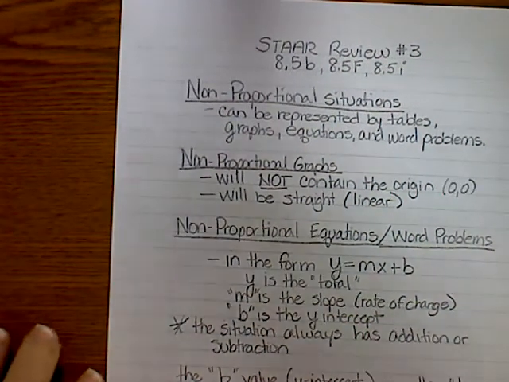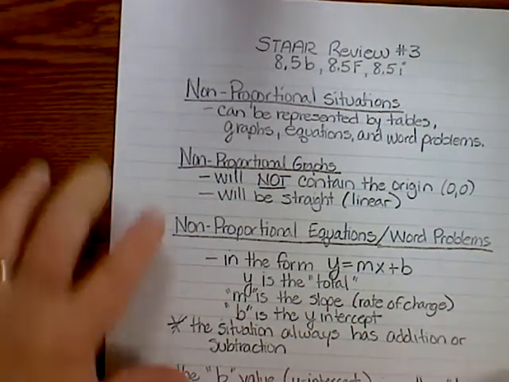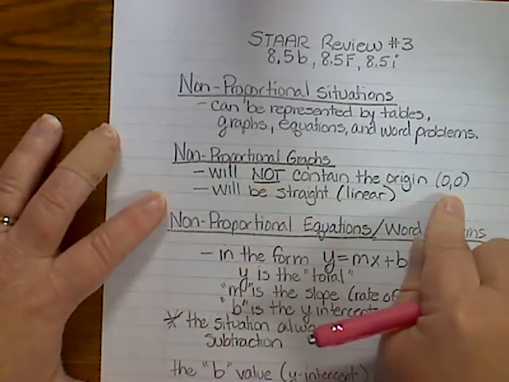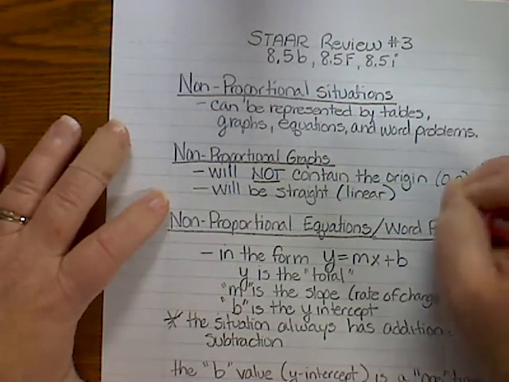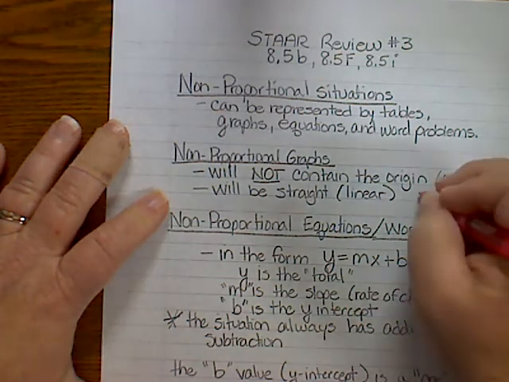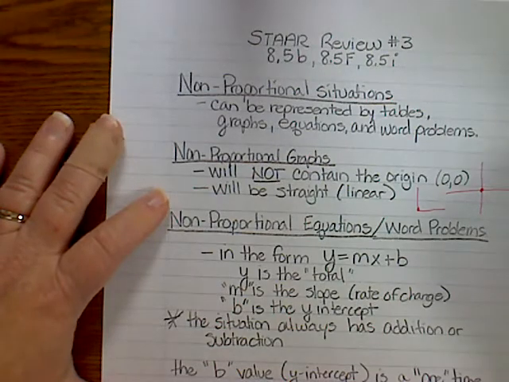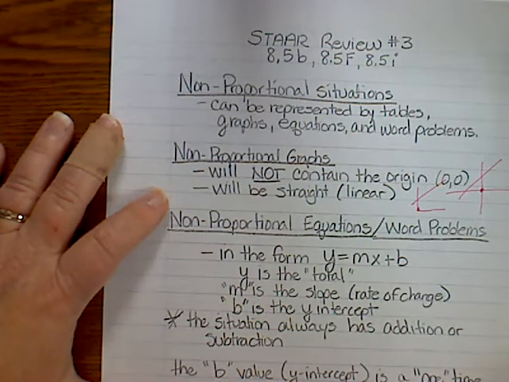Non-proportional situations can be represented by tables, graphs, equations, and word problems. Non-proportional graphs will not contain the origin. Okay, so they're not going to go through the origin. We all know on a 4-quadrant graph, the origin is here. On a 1-quadrant graph, the origin is here. So whatever line is there, it will not contain it. It will be somewhere different than going through the origin.